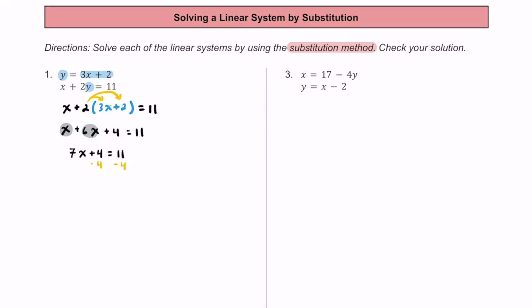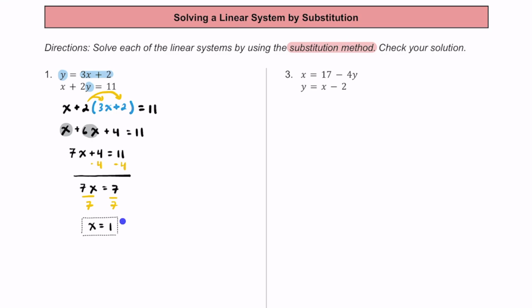If we subtract 4 and 4, the 4s cancel out on the left side, and we're left with 7x is equal to 7. Finally, one more step, we divide both sides by 7, so that we get 1x equals, or just x equals 1. Now that we know that x is equal to 1, we can use this information to help us figure out what y is equal to.